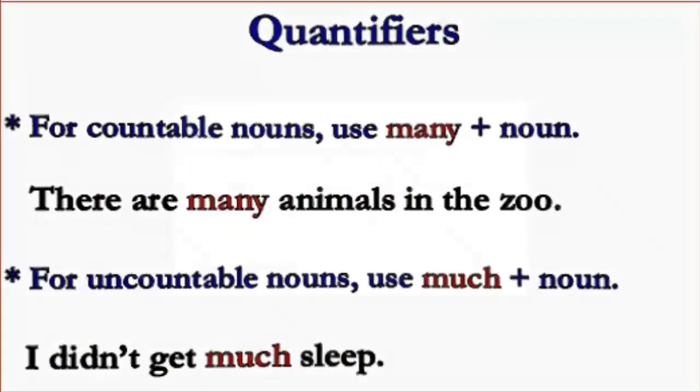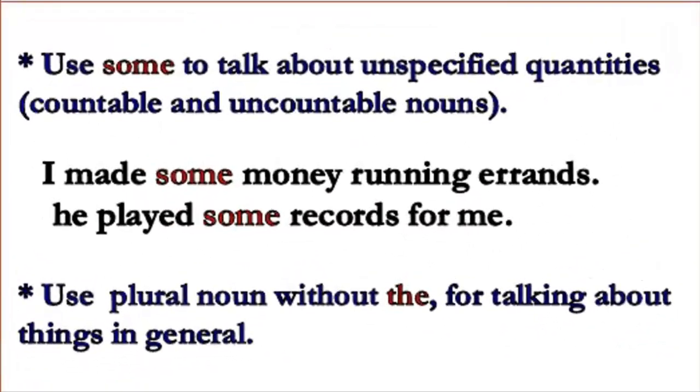And now, we use some to talk about countable and uncountable nouns. For example, I made some money running. He played some records for me.